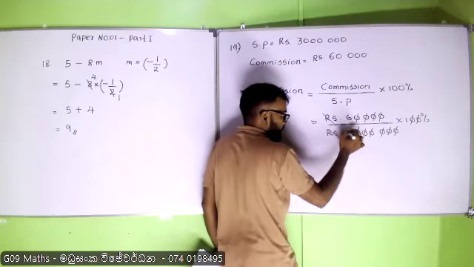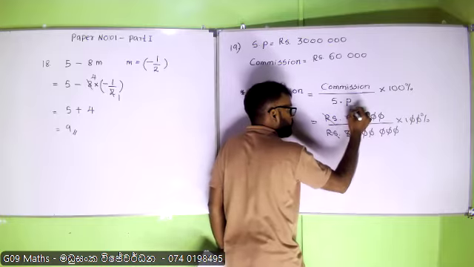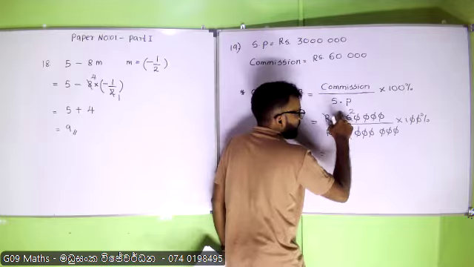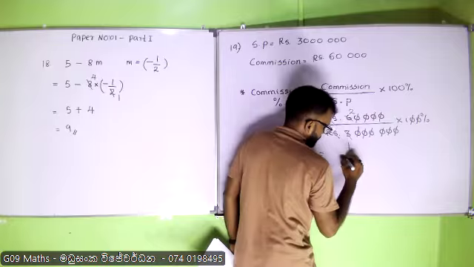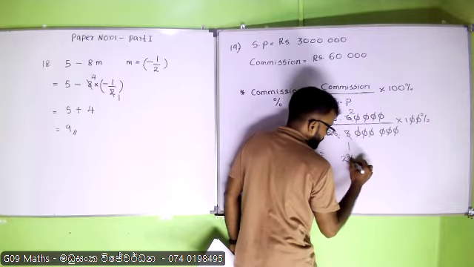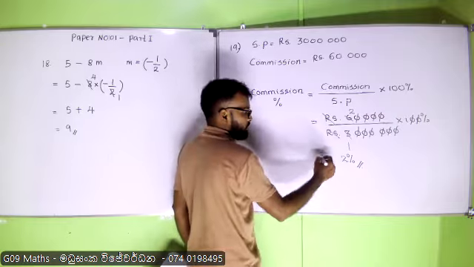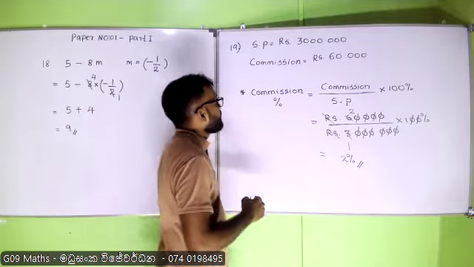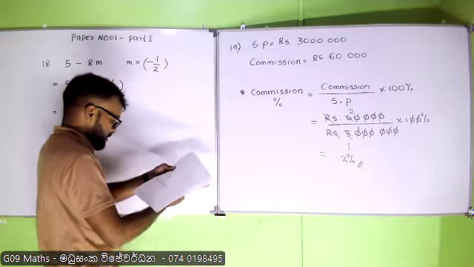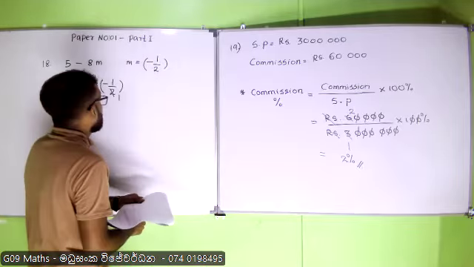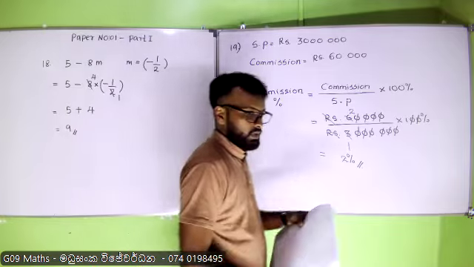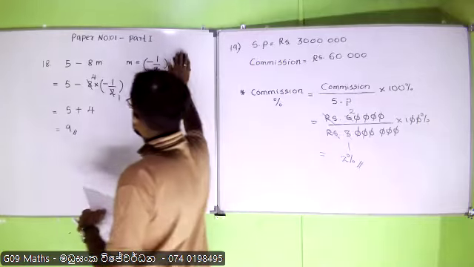Rupees to rupees, 3 times 1, 3 times 2. 2%. Commission percentage is 2%. Understood? Right. 20th question.